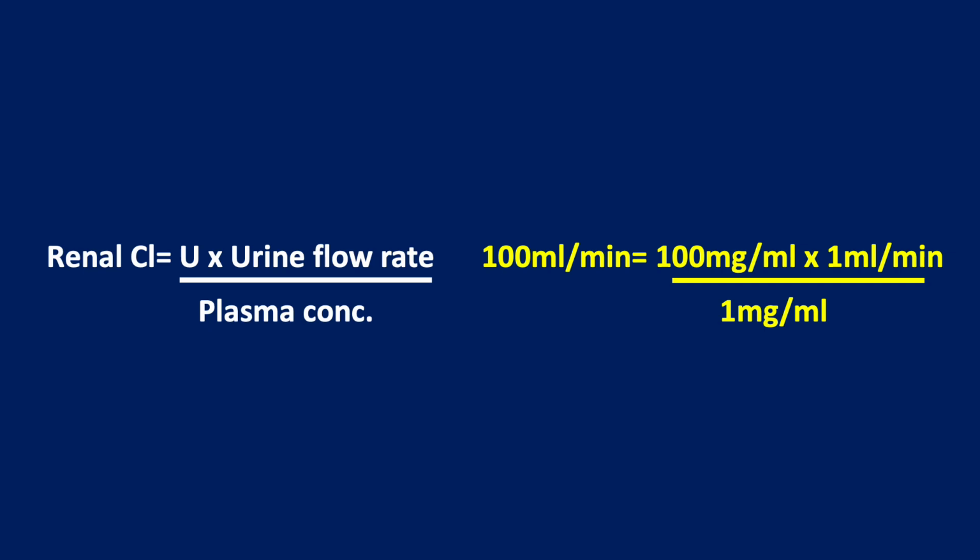Now let's look at a worked example. For example, the urinary drug concentration is 100 milligrams. The urinary flow rate is 1 ml per minute. This can be calculated by using the total urinary volume over a period of time. For example, 60 ml of urine in 60 minutes. And the plasma concentration is 1 milligram per ml. This results in the clearance of the compound of 100 ml per minute, i.e. 100 ml of plasma is cleared of the substance per minute.